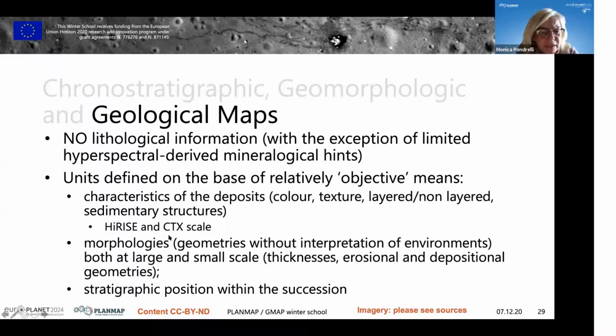I wrote here HiRISE and CTX, but actually this should be done at all available scales. And also morphologies, but morphology not intended with its interpretation. For example, a ridge, not a channel, just their shape. So no interpretation, but their shape. The shape is something objective, at all scales, of course. Thicknesses, erosional and depositional geometries, whatever. And of course, always the stratigraphic position within the succession, like in all geological maps.